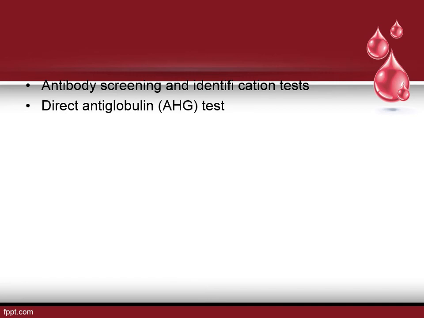This test is used to identify whether the RBC is coated with IgG or warm reacting antibodies. So if there are warm reacting antibodies, phagocytosis might happen. The macrophages will identify it as foreign. So the macrophages, especially in the spleen, will phagocytize it, and eventually there is hemolysis.